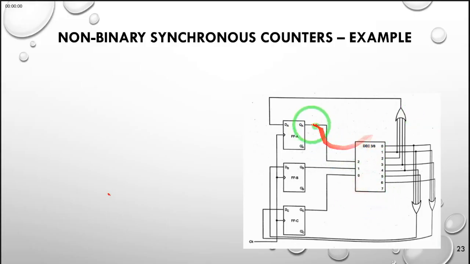You are able to have your 3 flip-flops right here. The minterms for DA are simply coming from what we have listed: 1, 2, 3, 4. And then we are able to get the ones that are going to DB and DC respectively, and that becomes our non-binary synchronous counter.